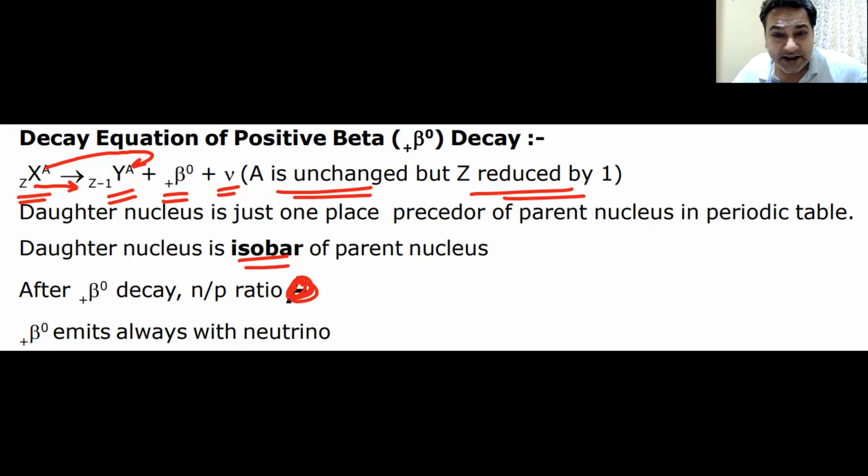The N by P ratio here, is it increasing or decreasing? It increases, sir. It increases because neutrons become more and protons become less. Do we understand this? Yes, sir.